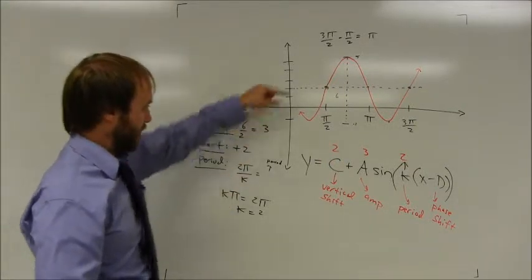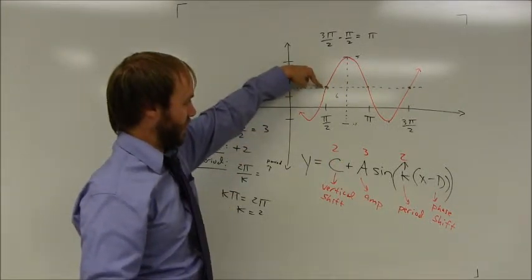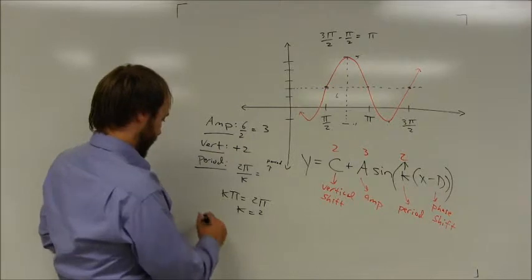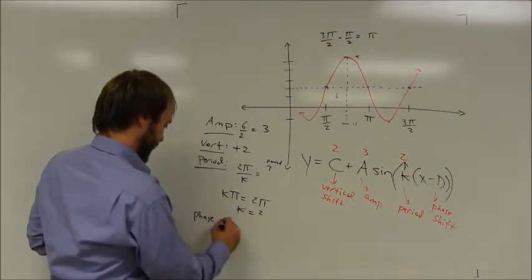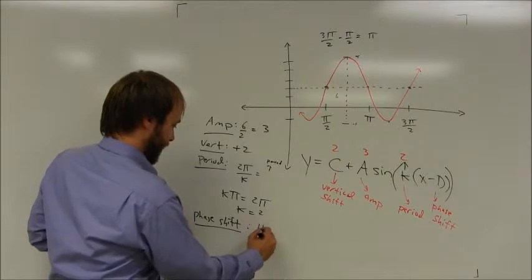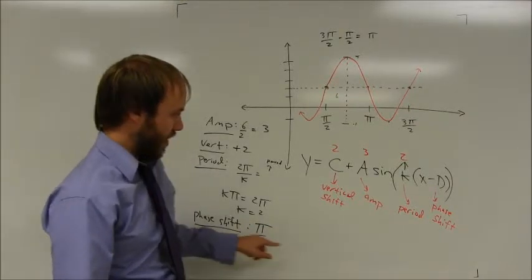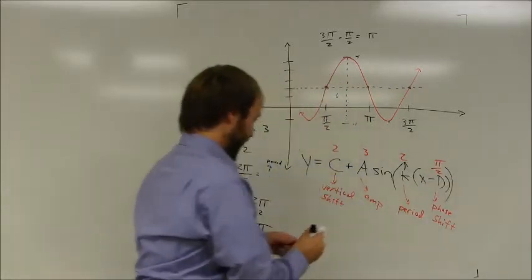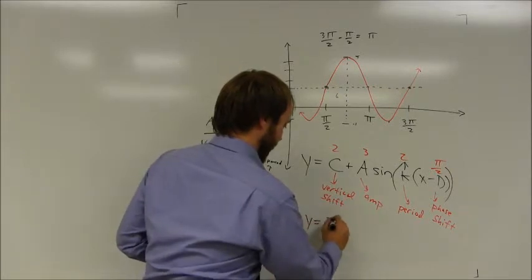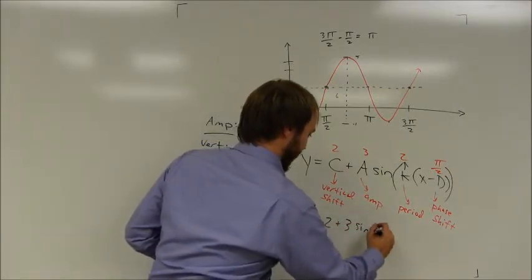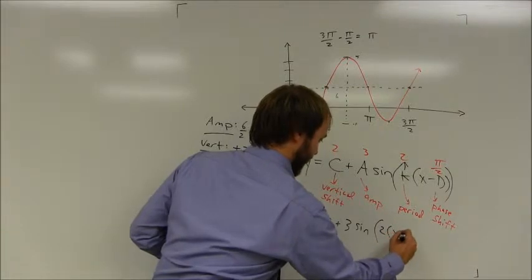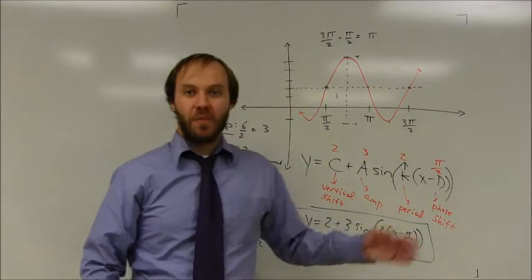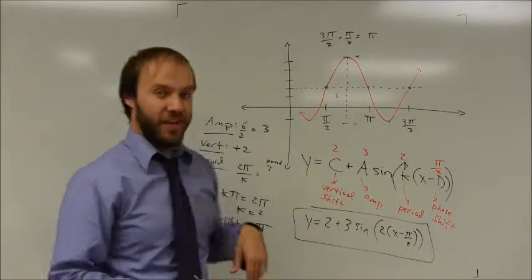And in this case, you can see where the graph starts. Sine starts at the origin. This is that point along the axis. And you can see it's been shifted forward pi over 2, which means that our phase shift is technically pi over 2, but notice it's x minus that value. So that's going to be x minus pi over 2. And now you can fill this out. Final equation here is going to be y equals 2 plus 3 sine of 2 times the quantity x minus pi over 2.